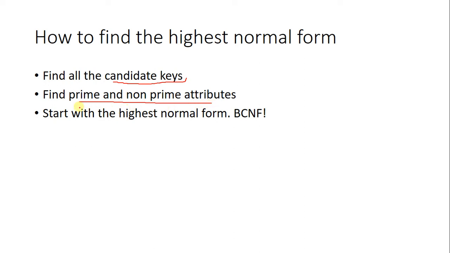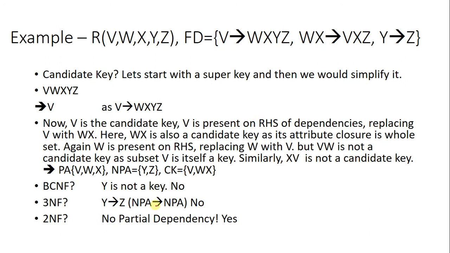called non-prime attributes. And then you will start with the highest normal form, that is BCNF, and if it is not in BCNF, then you will check it for third normal form, and then for second normal form, and so on. So let's see an example. Say you have a relation R with these 5 columns and these functional dependencies.